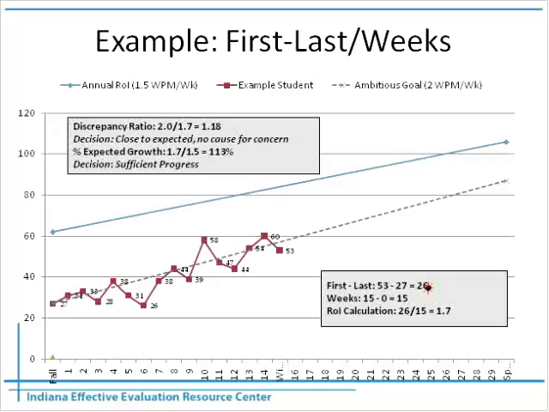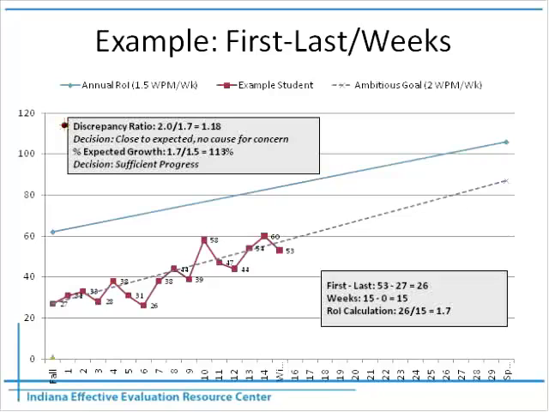And then we take the number of weeks. So you can see down here the number of weeks are numbered. This happened to be at the midpoint, so this is week 15. And then we subtract 0, because we started at week 0. So we have 15 weeks. So to calculate the rate of improvement, we would take 26, which is the total number of words gained, divided by 15, the number of weeks, and then we would get a rate of improvement calculation of 1.7. In comparison to the ambitious goal, which you can see up here was calculated at gaining 2 words correct per minute per week, we would determine that the student had made insufficient progress towards the ambitious goal. However, they are exceeding the normative goal of 1.5, so we'll look at that up here.